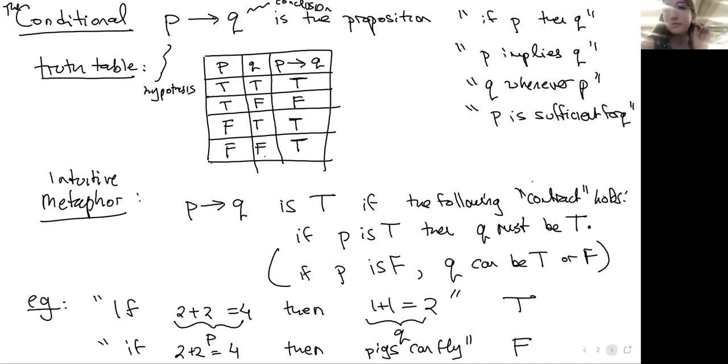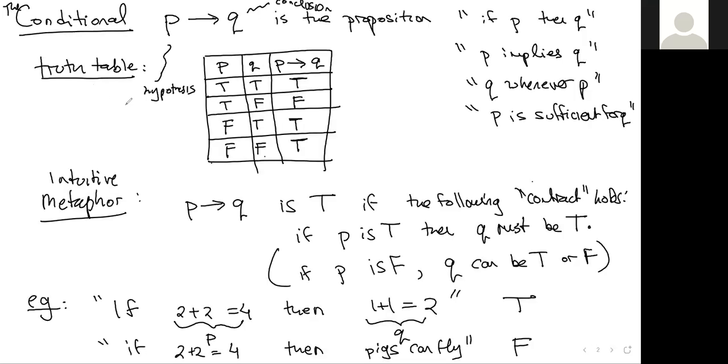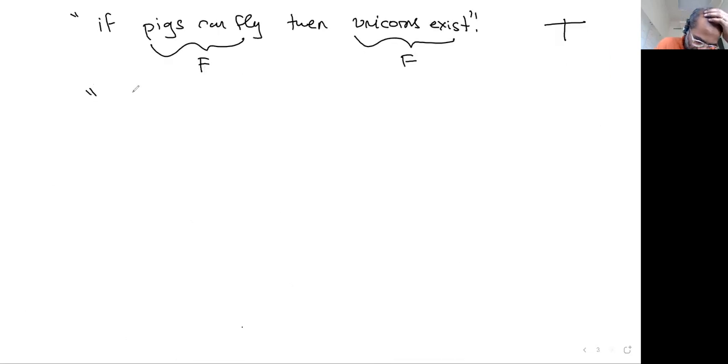Okay, thank you. Professor, could you do the third example? Sure, I can do a third example. Do you want a more mathematical example? I just want one with P being false. Oh, I see. Sure. If pigs can fly, then 2 + 2 = 4.